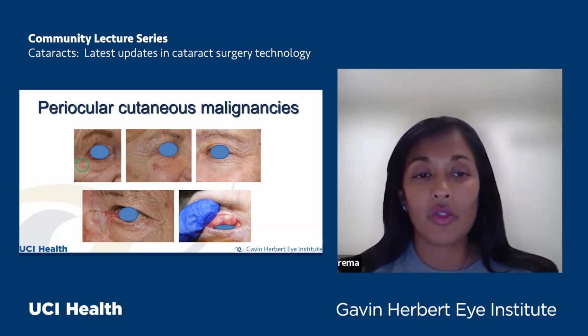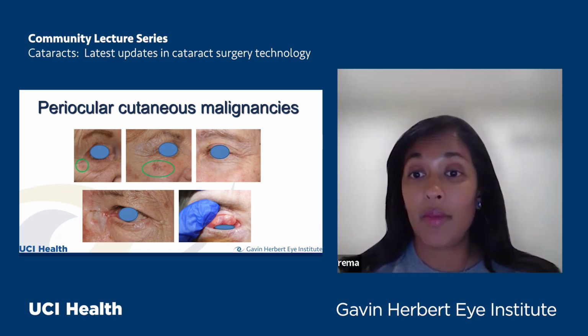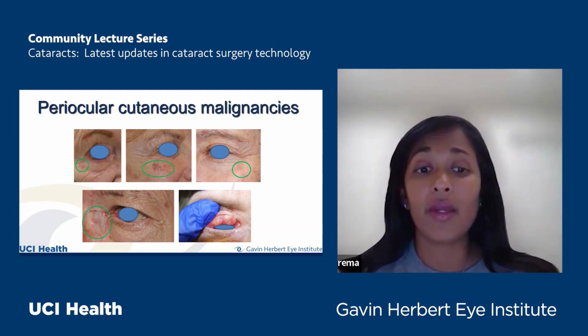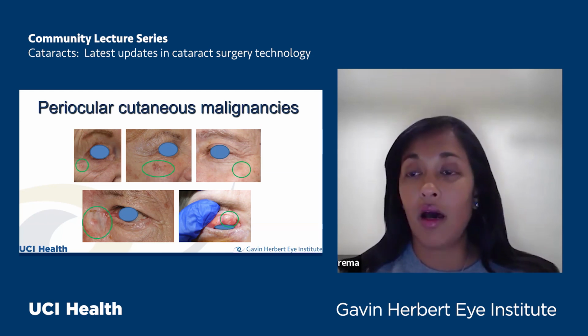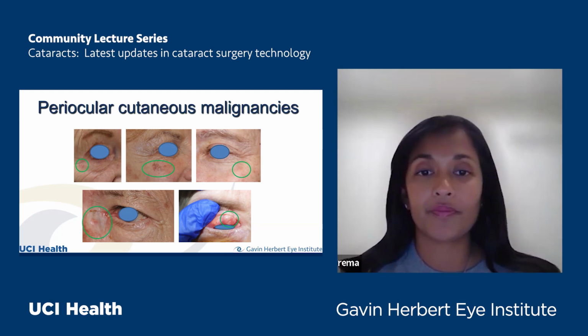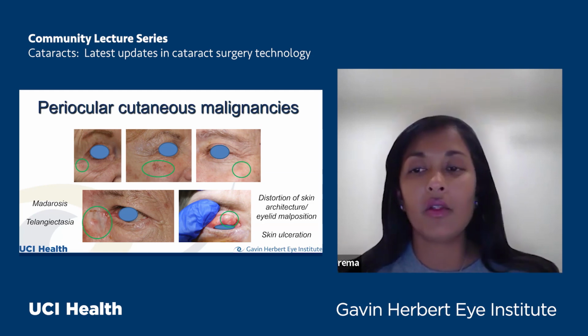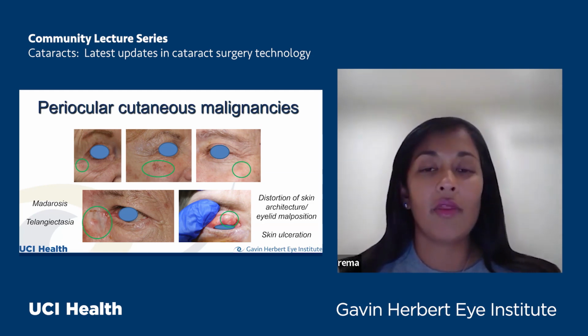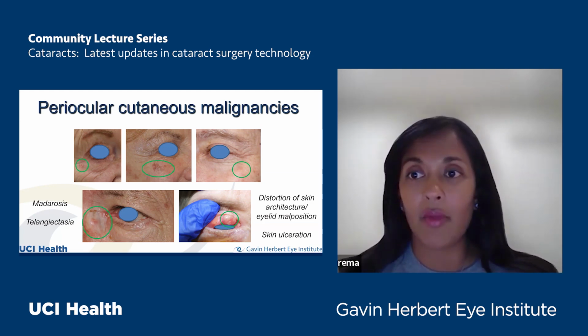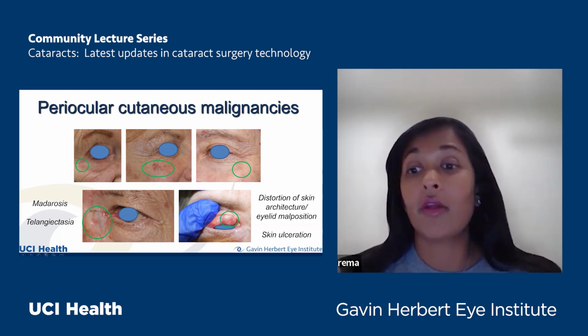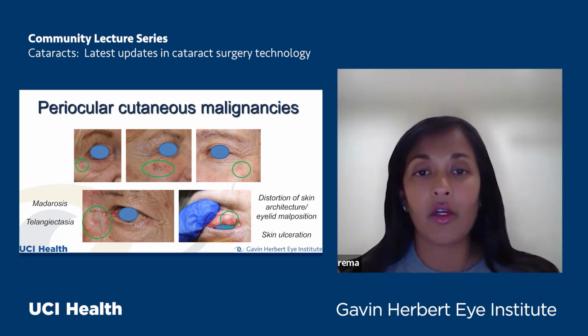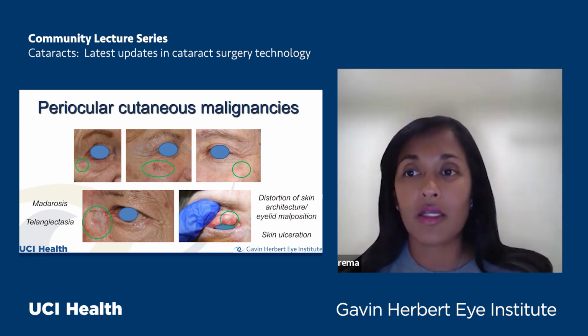So this is the first one. This is a basal cell. This turned out to be a melanoma, as did this one. Here we have a very advanced squamous cell, and this was a Merkel. And so when you take a look at these different types of cancers as they manifest, they all have some things in common. There can be changes in size and color, but there's usually distortion of the skin architecture.